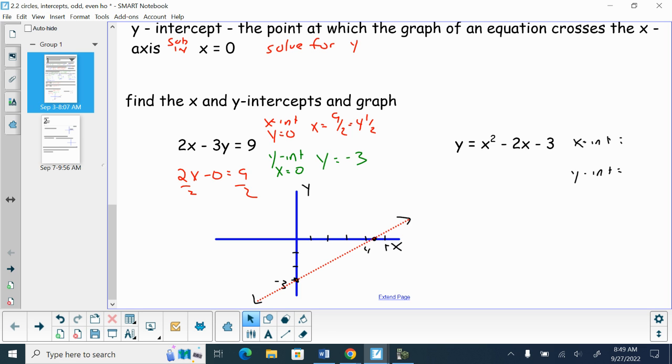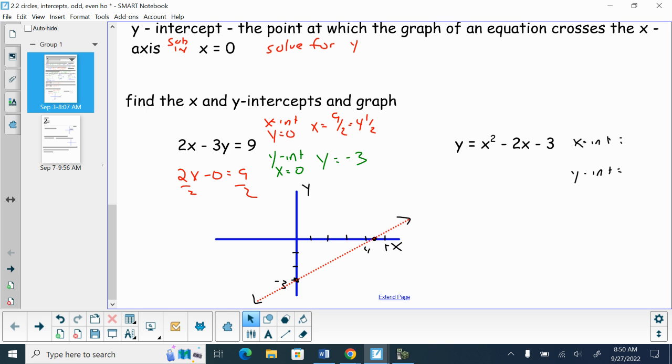Solve for your x and y-intercepts to the next one. Check your answer with somebody around you. Sub in 0 for x, solve for y, sub in 0 for y, solve for x. Now when you sub in 0 for y and solve for x, you're going to get a quadratic equation, which now you're going to have to go back to the method that we just had in the previous chapter.